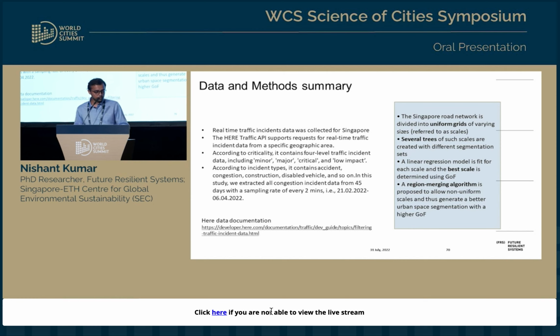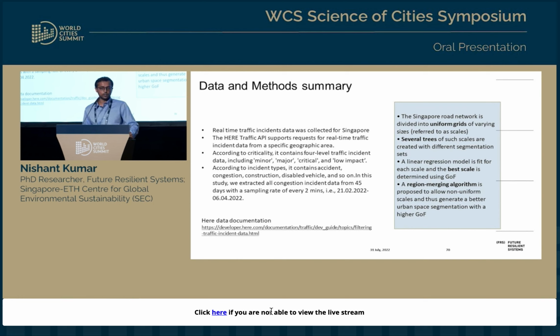To summarize, here I have our algorithm in 4 steps in the right box. First we split the city into uniform grids, and then we organize those grids, each size of the grid, which we refer to as scales, into trees. And finally, we iterate through them to find the best scales. And then in the final step, we propose a region merging algorithm to find continuous regions, which help us better model the TID.